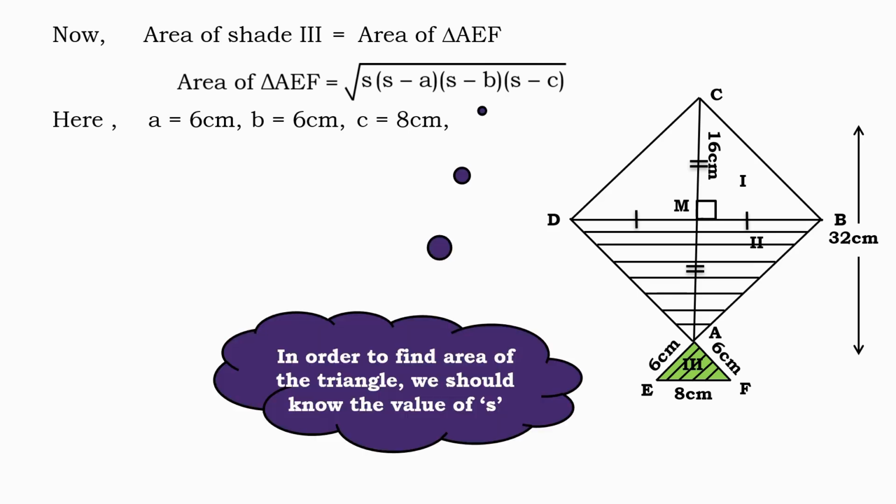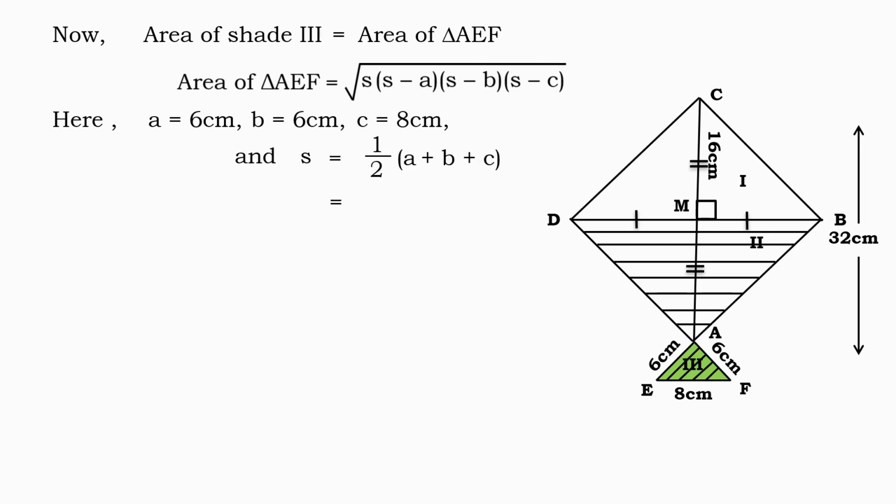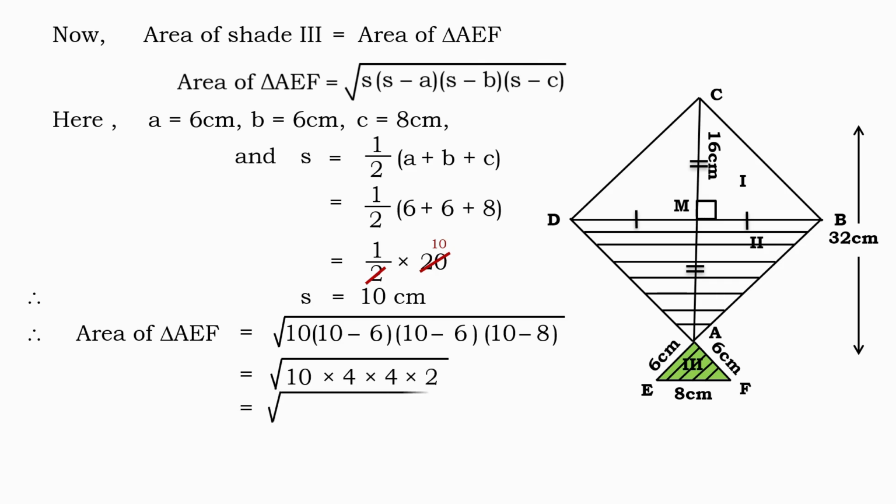Now in order to find the area, we should know the value of S, right? So S is half of A plus B plus C. That is half of 6 plus 6 plus 8, which is half of 20, equal to 10 centimeter. Now we put in the values: S, then S minus A, 10 minus 6, then S minus B, that is 10 minus 6, and then S minus C, that is 10 minus 8. So that is 10 into 4 into 4 into 2.